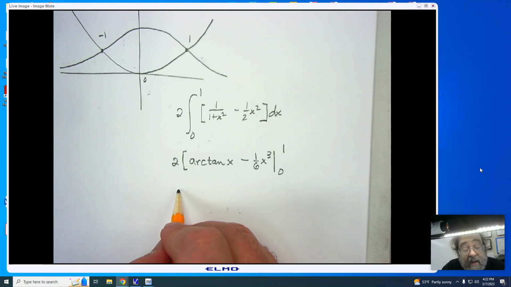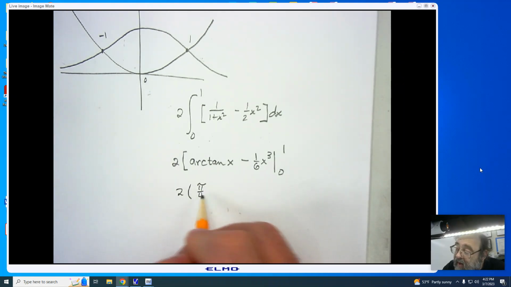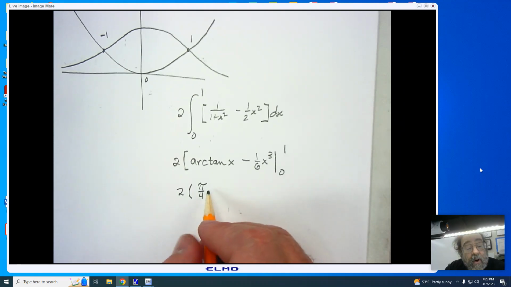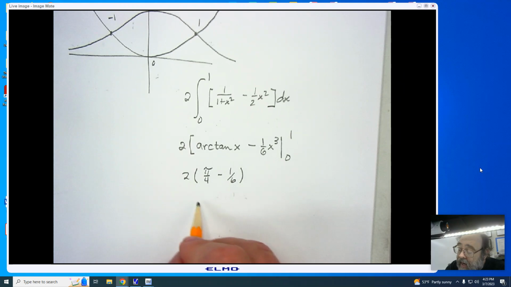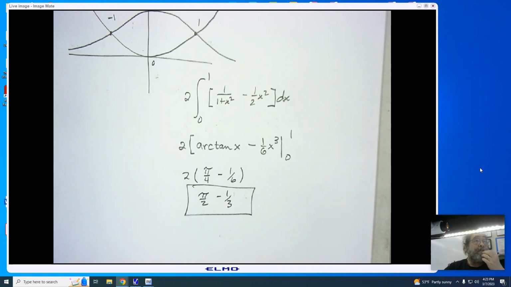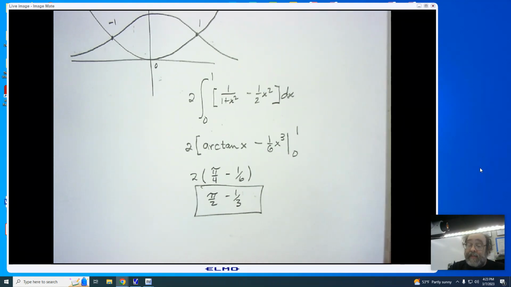As we do this, we end up getting 2 times. I have pi over 4 is going to give me the arctangent of 1. Arctangent of 0 is 0. And then I have this piece, which is minus 1/6. Doubling this, I end up getting pi over 2 minus 1/3, and that's my answer. Notice it's a whole lot easier to use the even property of integration.